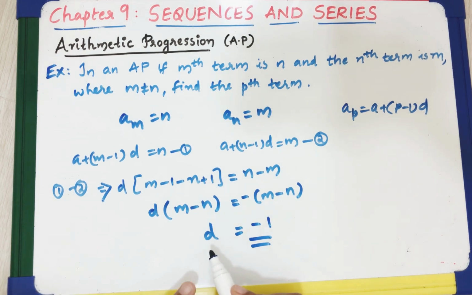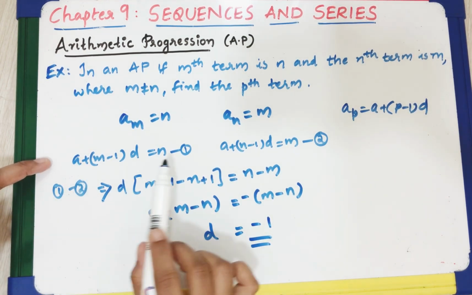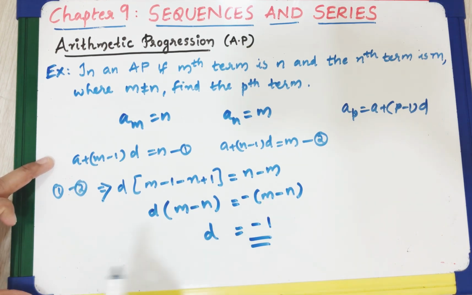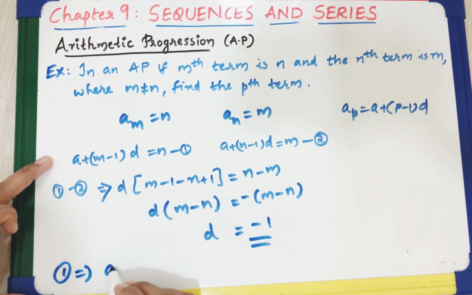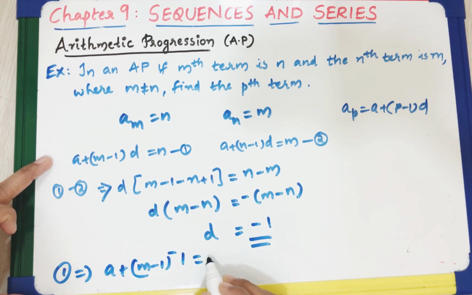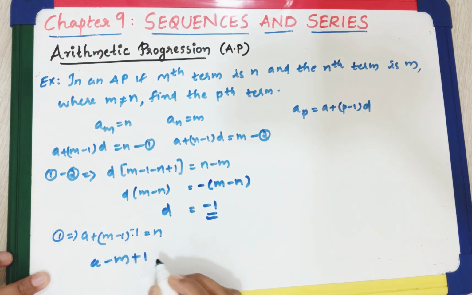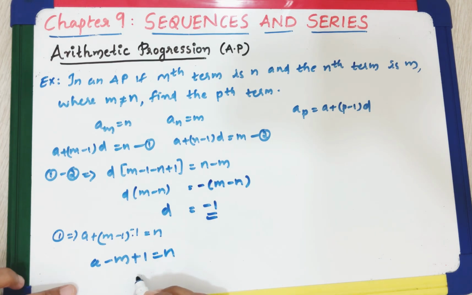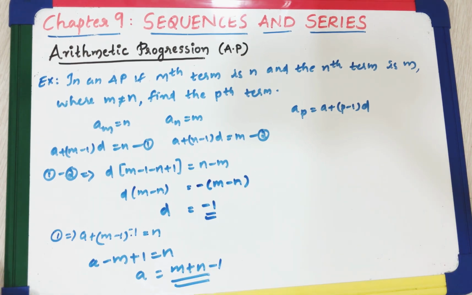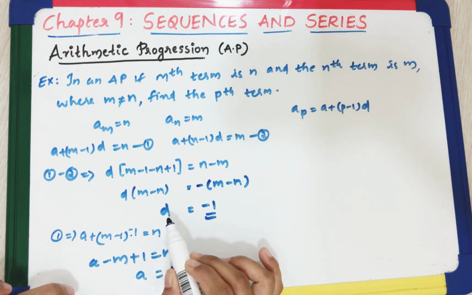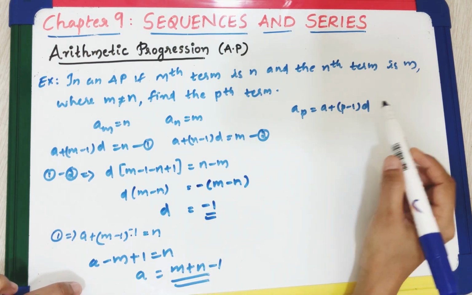So, we obtain the common difference. Now, to obtain the first term, substitute in 1 or 2. We can substitute d in 1. 1 implies a plus m minus 1 into d, d equal to minus 1, is equal to n. This is a minus m plus 1, into minus 1, minus m plus 1 is equal to n. Which is a is equal to n plus m minus 1, or m plus n minus 1. So we have the first term and the common difference.